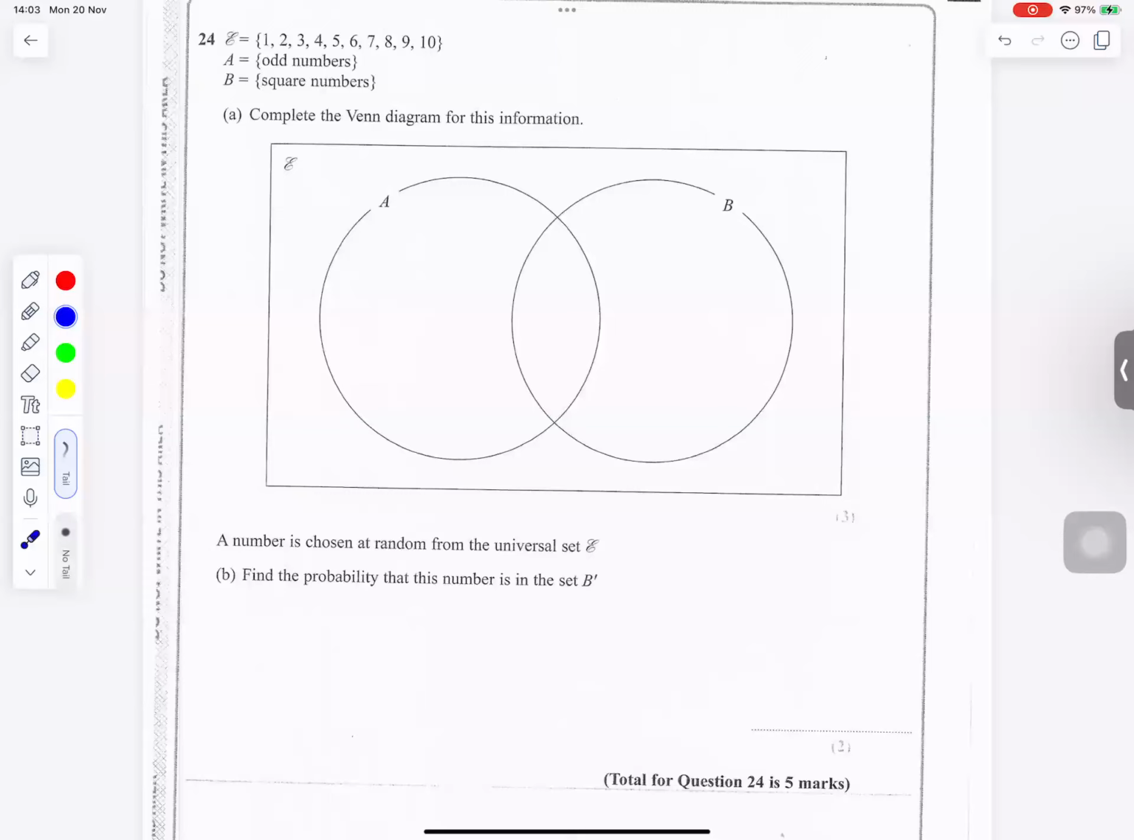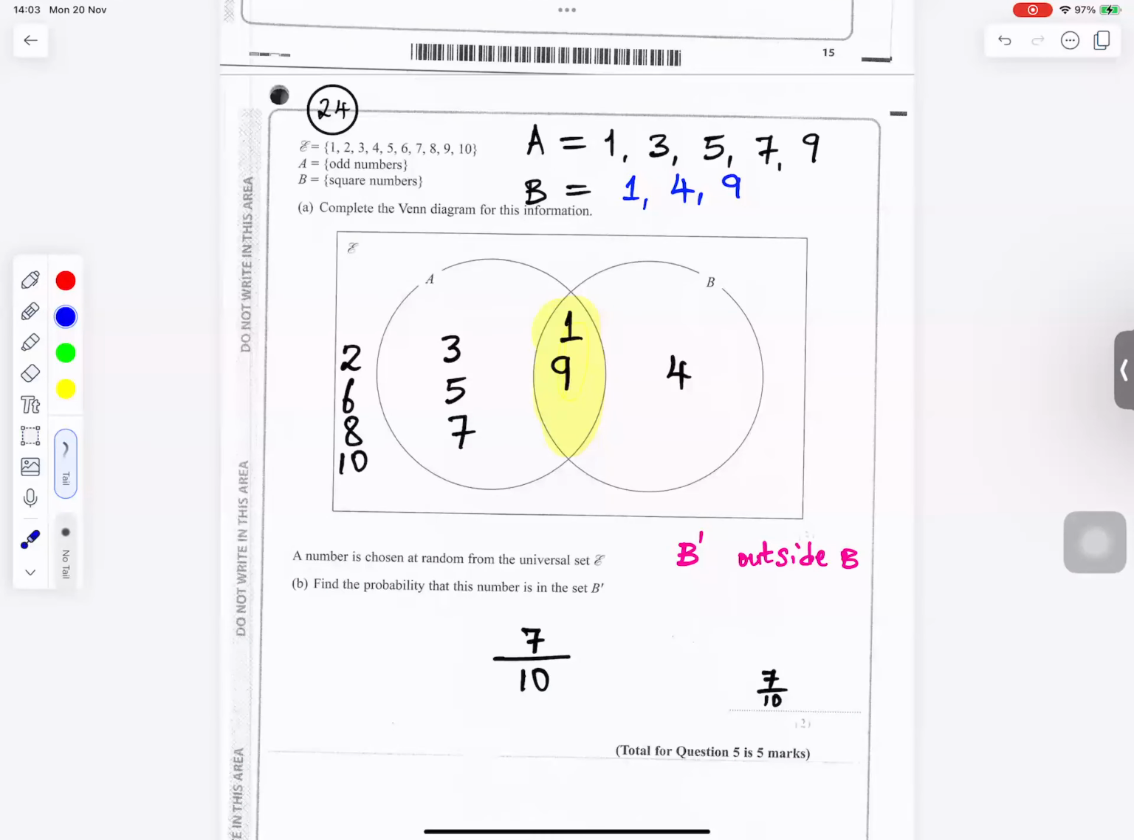Question number 24. A is the odd numbers less than 10: 1, 3, 5, 7, 9. And B is the square numbers: 1, 4, 9. Square numbers are like 1 times 1, 2 times 2, 3 times 3. We pick what is found in both of them. 1 is found in both of them, and 9 is found in both of them. It goes in the middle. What is left for B is 4. What's left for A is 3, 5, and 7.